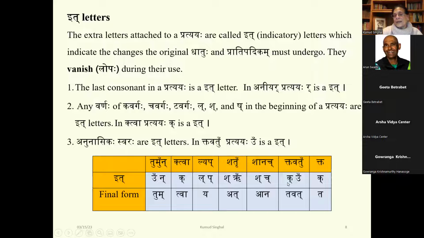Ktavatu is again, ka is an it letter, and the anunasika is an it letter. So ta, va, and tu, so tavat remains. Kta: ka is an it letter, so only ta remains. So in these seven krit pratyayas which we are going to study, these are the original suffixes, but after removing the it letters, these are the final forms.